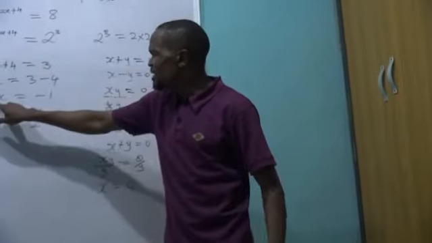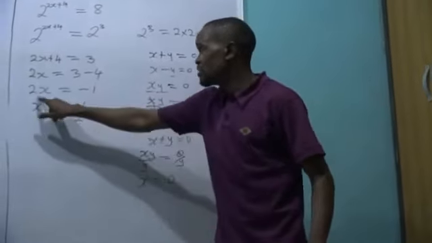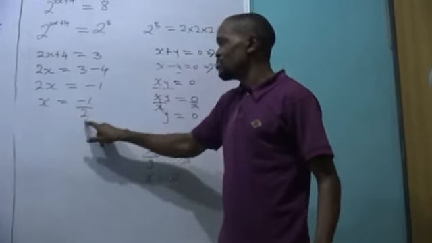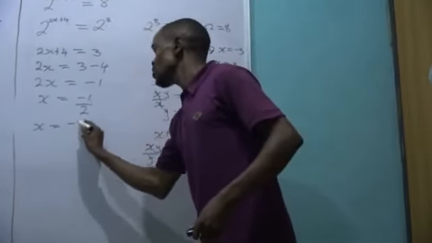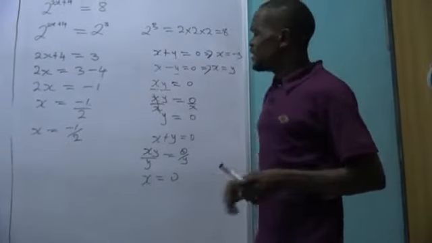Therefore, for me to make this x subject of formula, I have to divide through by 2. 2 divided by this will leave me with x. 2 divided by minus 1 will give me minus 1 over 2. That gives me x equals minus 1 over 2. Then, this is an indices equation.